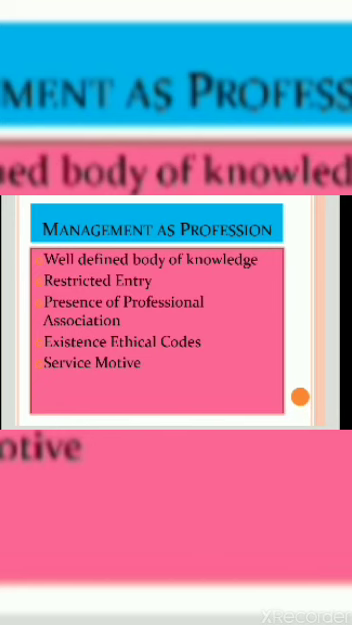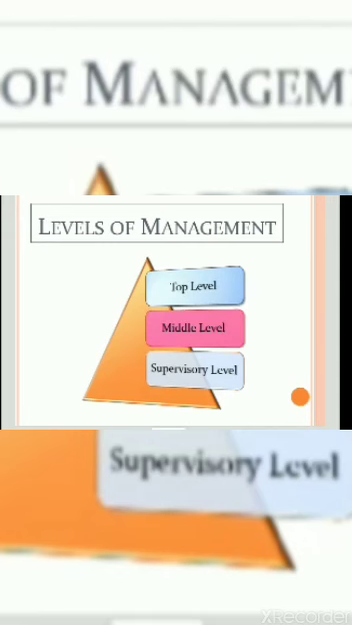So now, on the basis of three natures and their features, we can say that management is science as well as art, but not profession. Now moving to our next slide. Our next slide is levels of management.